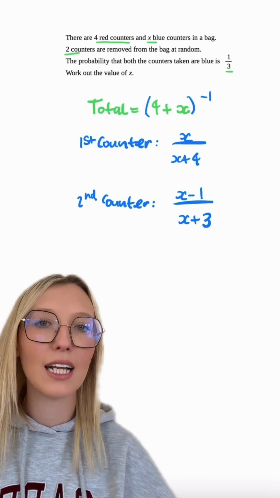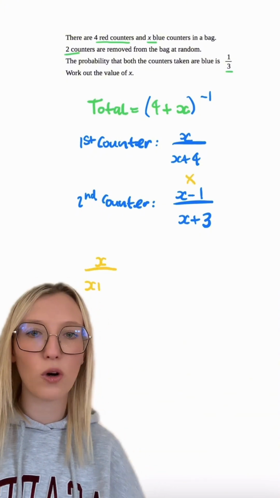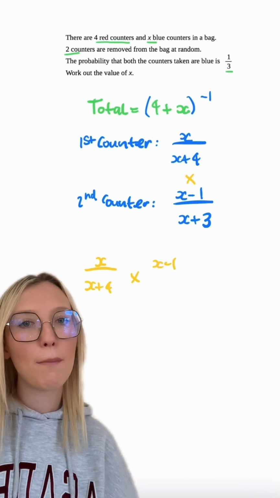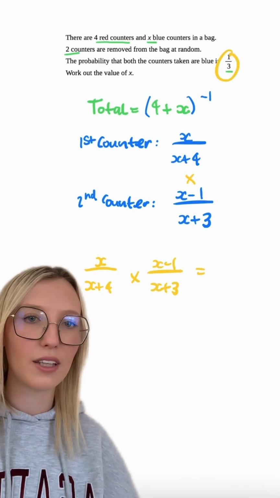Now the probability of selecting both counters that are blue is we have to multiply these two probabilities. So we've got X over X plus 4 multiplied by X minus 1 over X plus 3, and we know that that has got to equal 1/3.